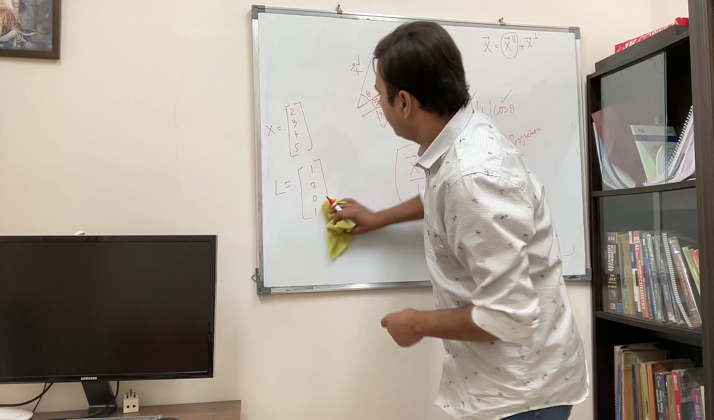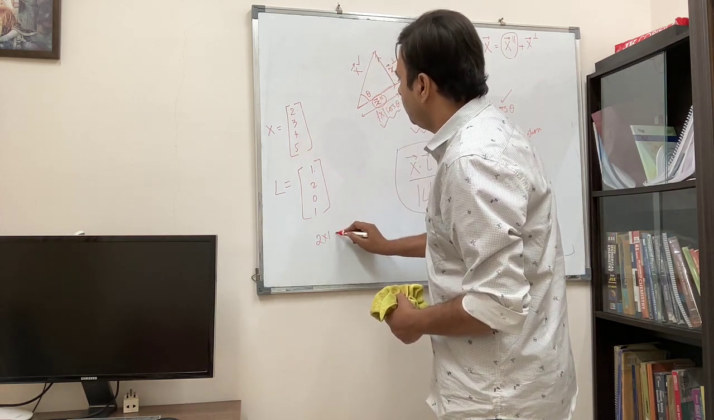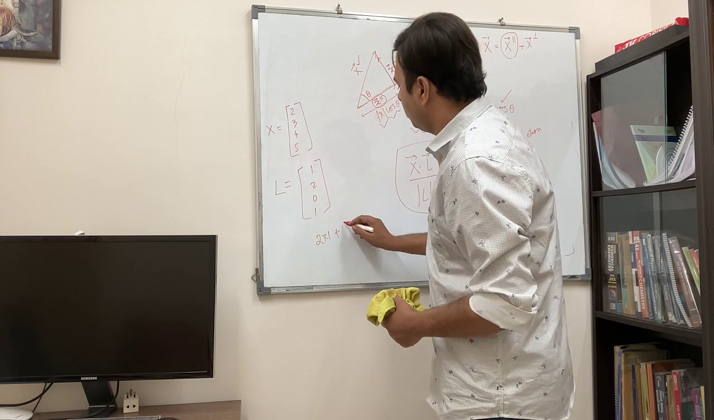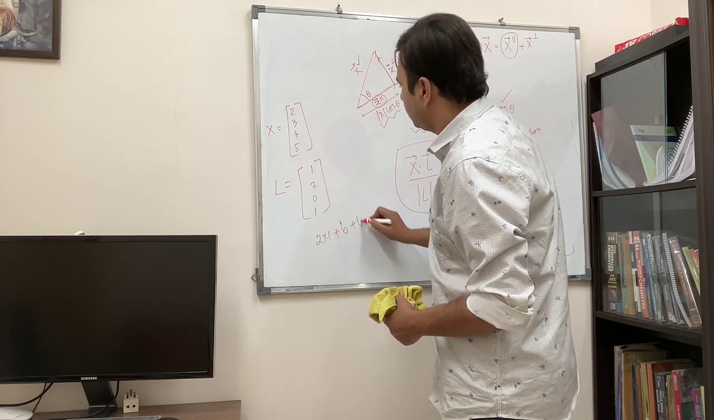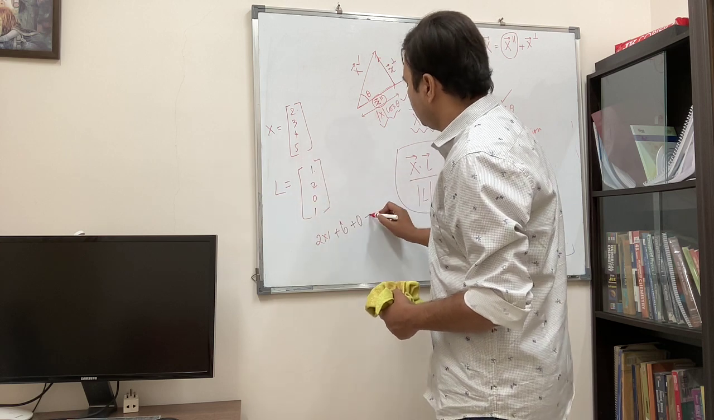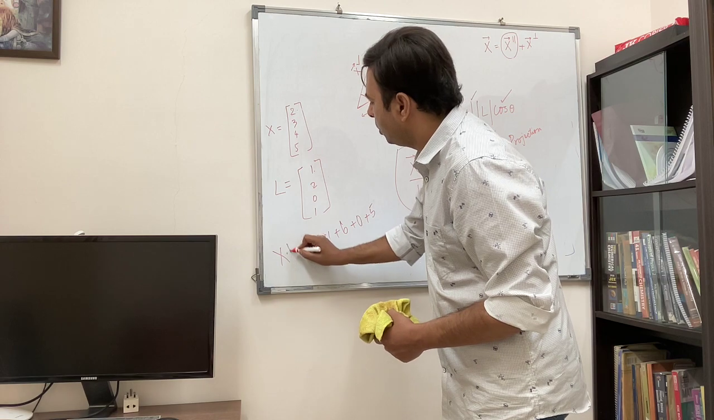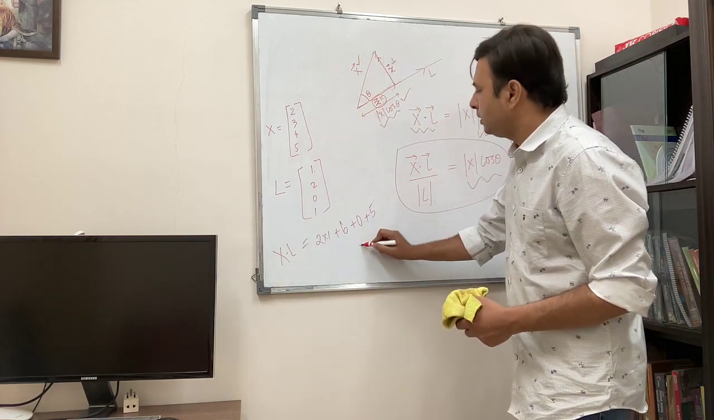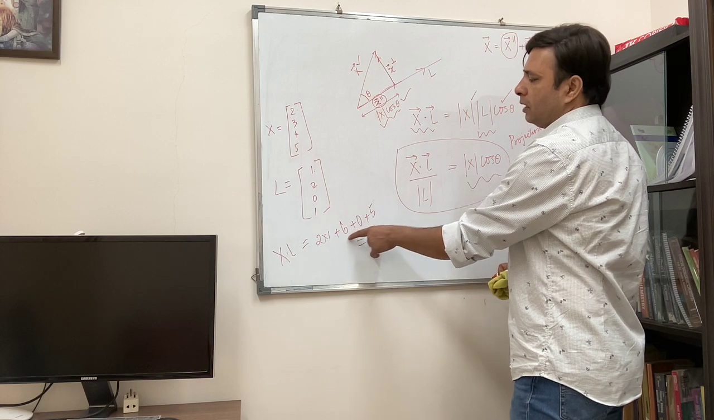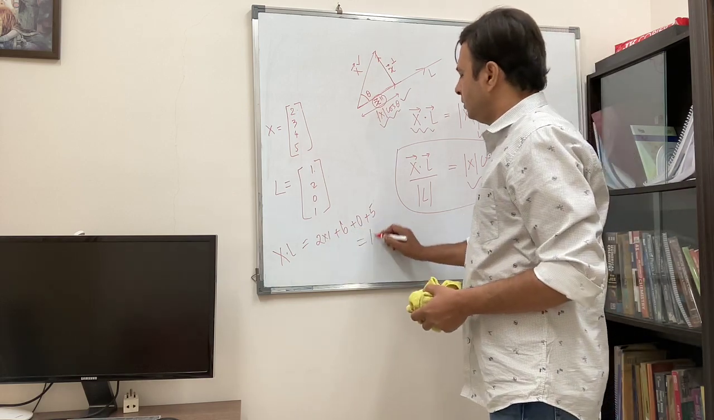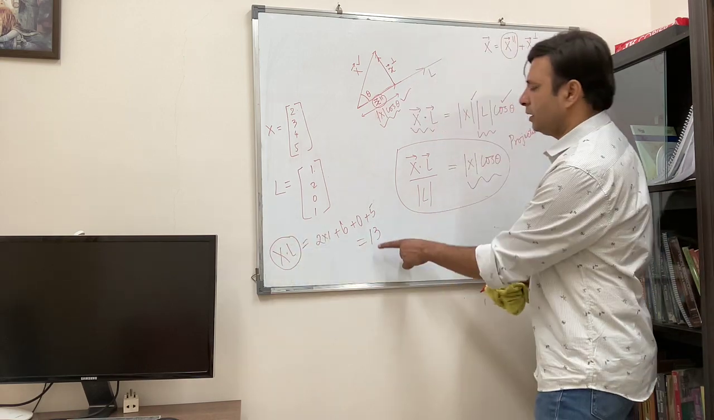Sorry. 2 into 1 is equal to 2, plus 3 into 2 is equal to 6, 4 into 0 is equal to 0, and 5 into 1 is equal to 5. So this is x dot L. And how much is that? Yes, 13. So x dot L, the dot product, is nothing but 13.